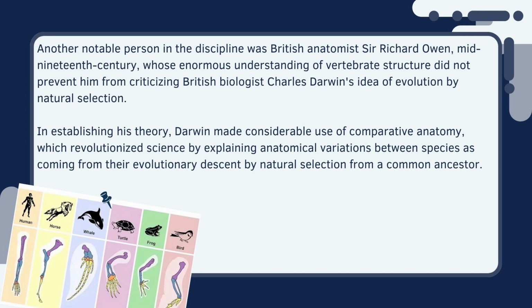Another notable person in the discipline was British anatomist Sir Richard Owen, in the mid-19th century, whose enormous understanding of vertebrate structure did not prevent him from criticizing British biologist Charles Darwin's idea of evolution by natural selection. In establishing this theory, Darwin made considerable use of comparative anatomy, which revolutionized science by explaining anatomical variations between species as coming from their evolutionary descent by natural selection from a common ancestor.